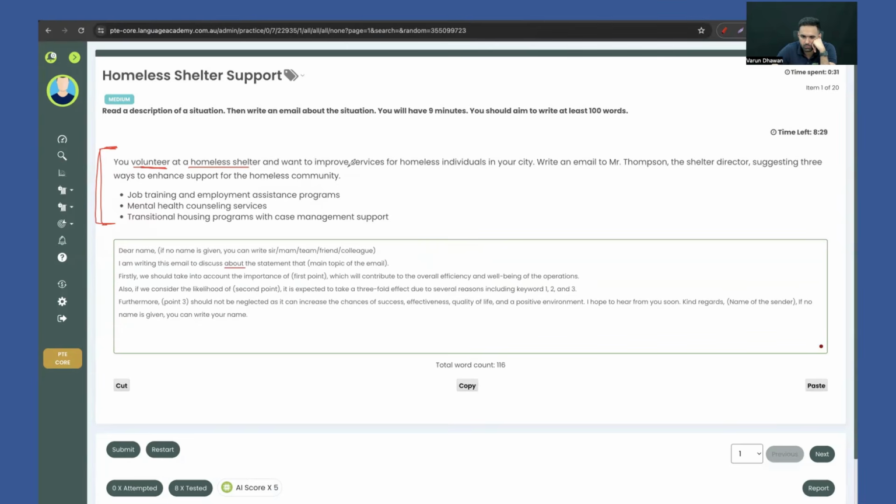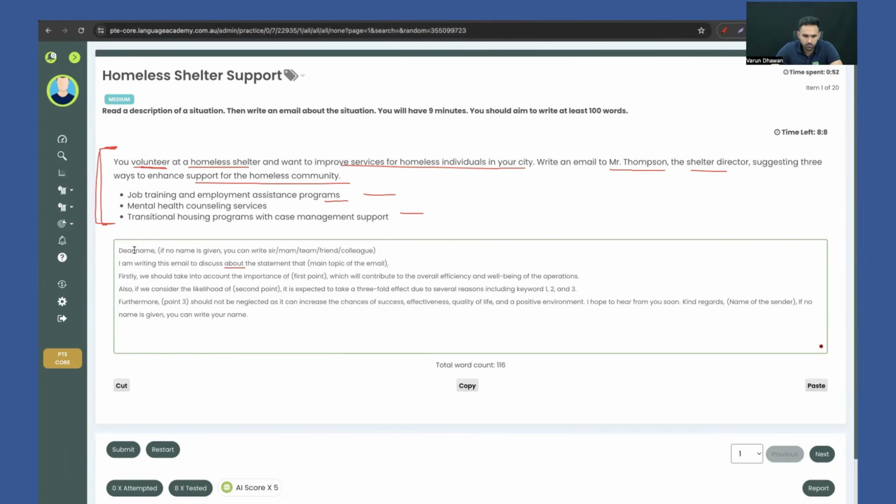Homeless shelter and want to improve services for homeless individuals in your city. You have to write an email to Mr. Thompson, the shelter director, suggesting 3 ways to enhance support for the homeless community. First point, second point, and third point. All right, let's start writing it.